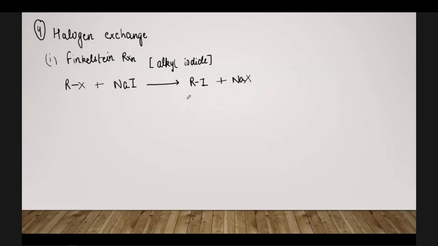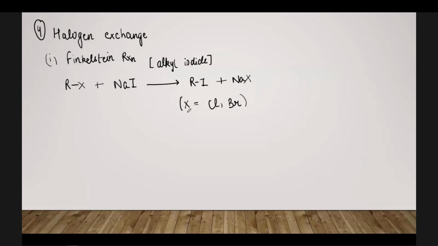And we need to remember here that this X here is either Cl or Br. It cannot be fluorine, because there is a different method for the preparation of fluorine that we'll study in a few minutes. So this halogen, this X, has to be either chlorine or bromine. So whenever we are taking Cl or Br, we will get NaCl or NaBr.